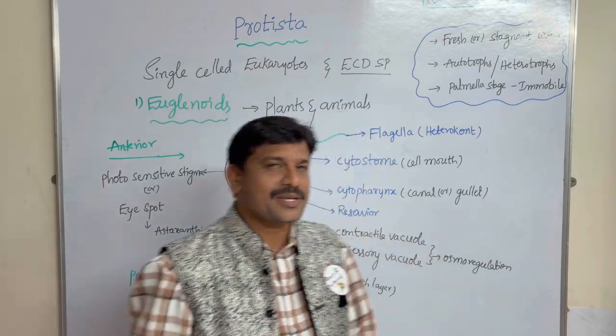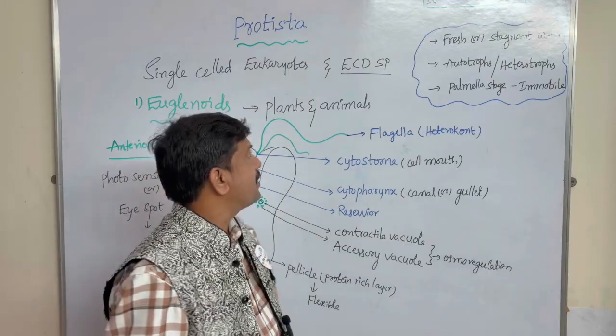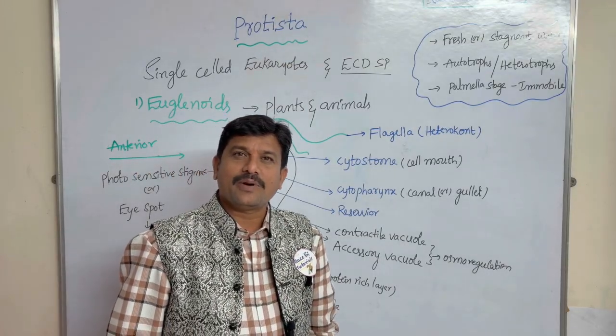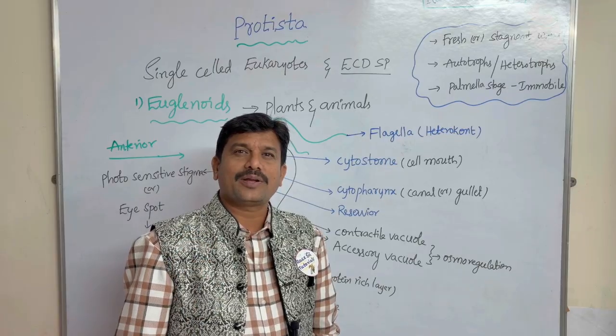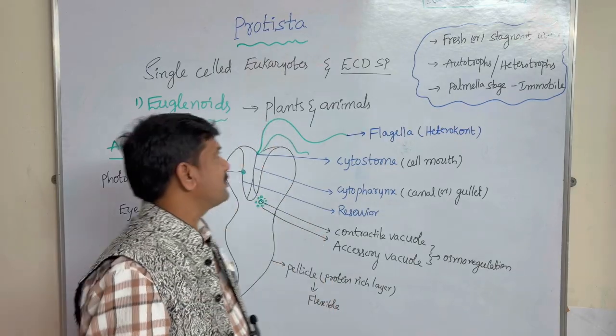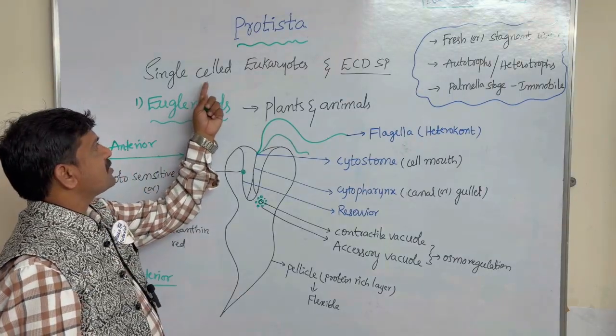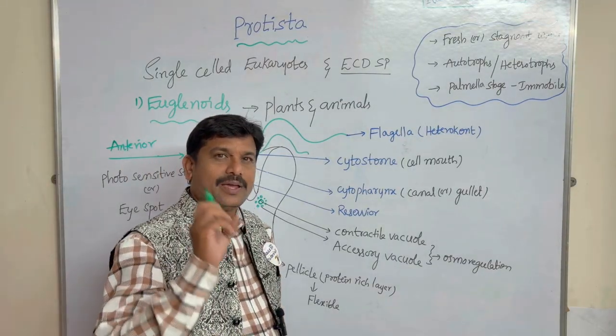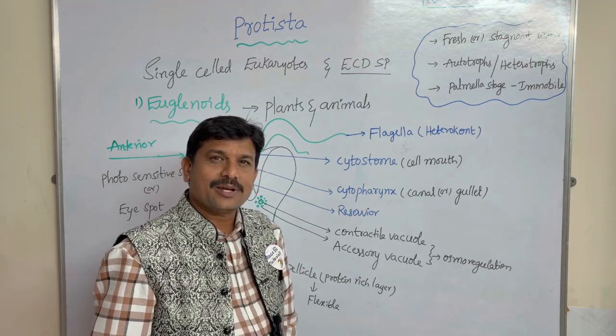Today, I am going to discuss a wonderful topic. What is that? Protista. Protista is one of the important kingdoms of biological classification. So let's start the Protista concept. It is a single-cell eukaryote which is classified into 5 according to the ancient syllabus.